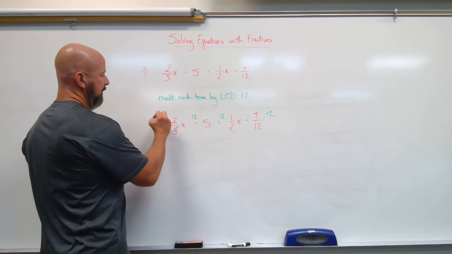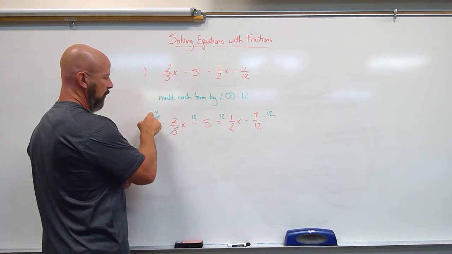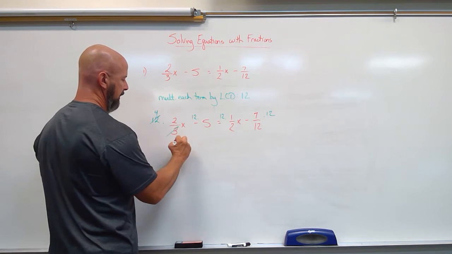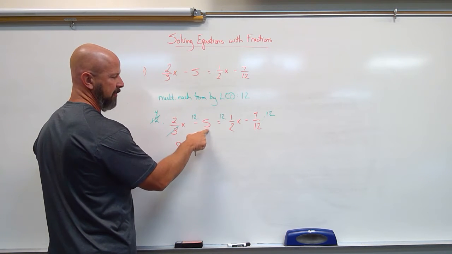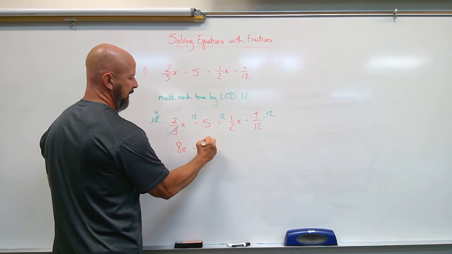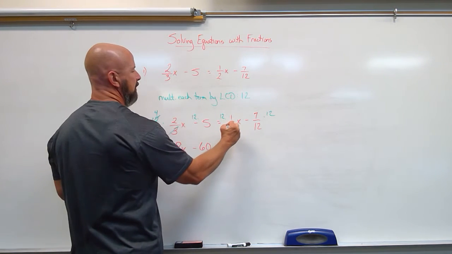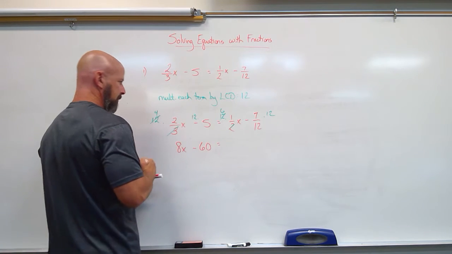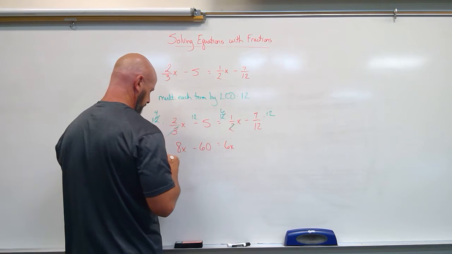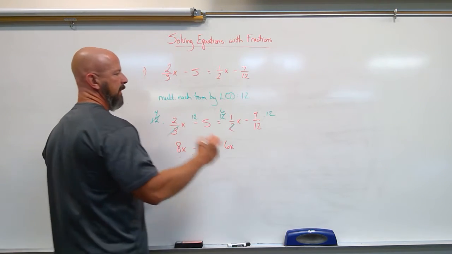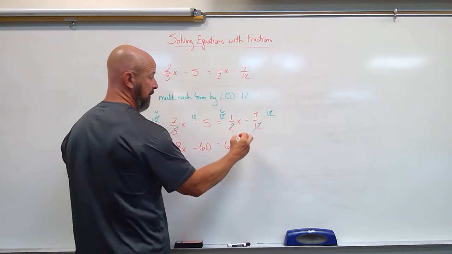So 3 goes into 12 4 times. Then I'd have 4 times 2 is 8x minus, nothing cancels because this was a 1, 12 times 5 is 60. 2 goes into 12 6 times. So then I'd have 6 times 1x is 6x. And then over here the 12s cancel, leaving me just a minus 7.